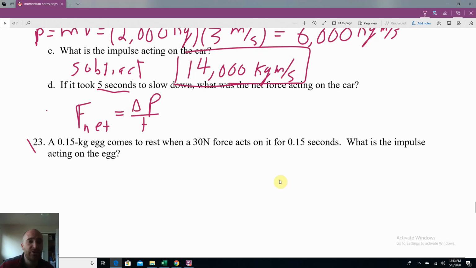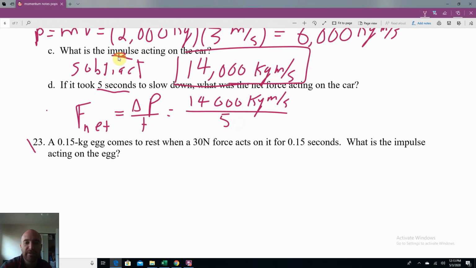Especially since we just found the change in momentum, which remember is impulse. So impulse means change in momentum. They mean the same thing. Equals 14,000 kilogram meter per second, all over, I think the time was 5 seconds. Alright, 14,000 divided by 5, if I did my math correct, is 2,800 newtons. The force experienced by the car.